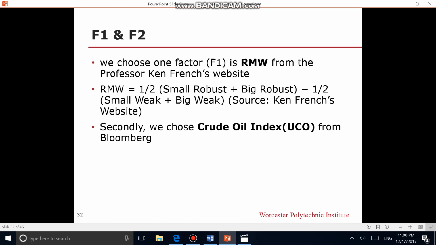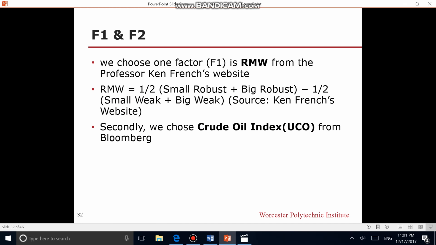And we choose other factors. The one is RMW. RMW is the average return on the 2 robust operating profitability portfolios minus the average return on the 2 weak operating profitability portfolios. And it has the form: half times (small robust plus big robust) minus half times (small weak plus big weak). And second, we choose the crude oil index from Bloomberg.